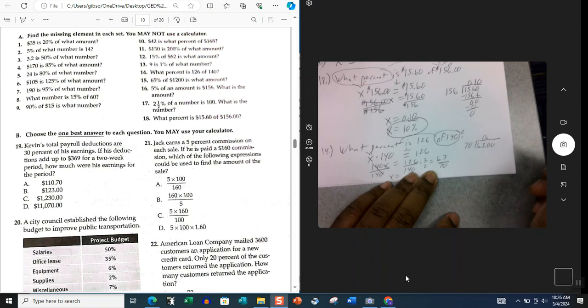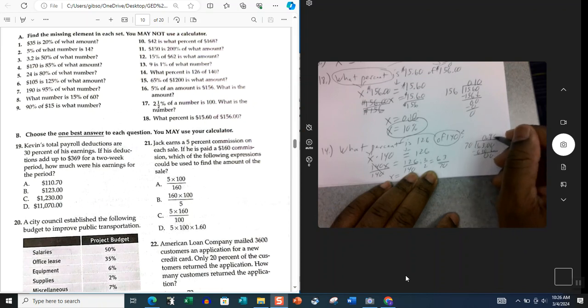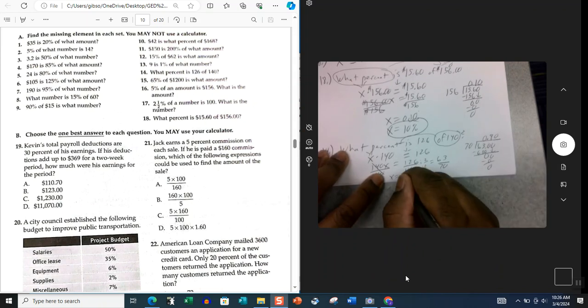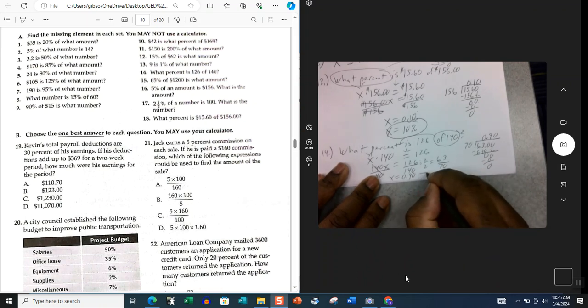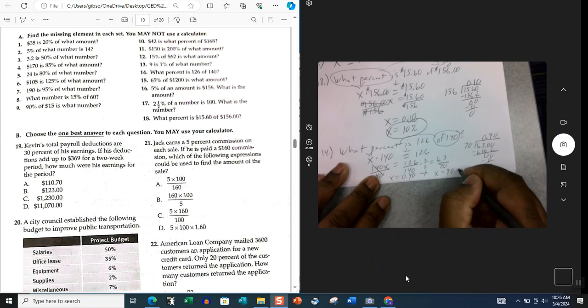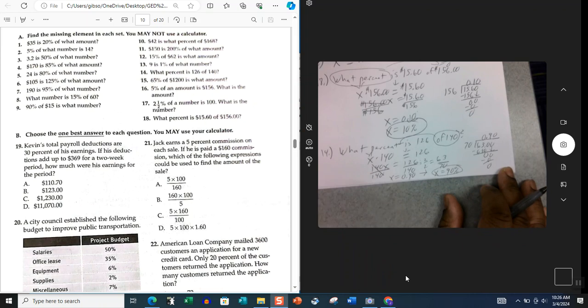70 goes into 63 0 times. 70 goes into 630 9 times. 9 times 70 is 630. So this is 0, bring down your 0. 70 goes into 0 times. So your answer here will be 0.90. So x is equal to 0.90, but we have to make this into a percent. So we know that x is equal to 90%, because you have to move that decimal 2 places to the right. So that will be your final answer for problem number 14.